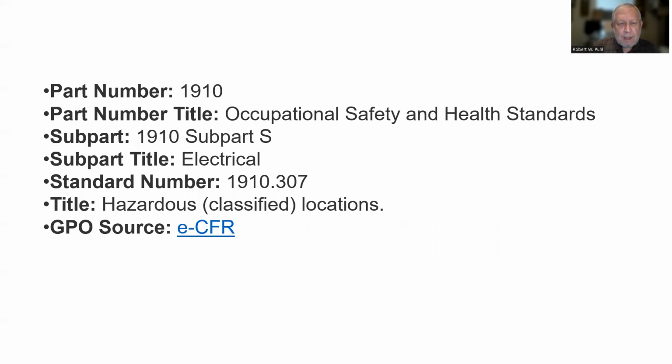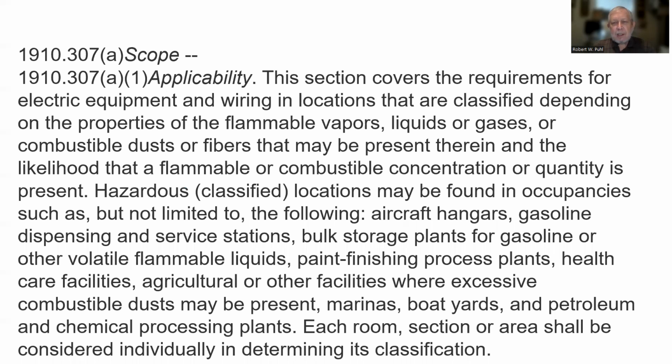Now we're going to look at 307. And this is hazardous classified locations, not classified like secret or top secret, but this is the classification of hazardous locations. This section covers the requirements for electric equipment and wiring in locations that are classified depending on the properties of the flammable vapors, liquids or gases, or combustible dust or fibers that may be present therein, and the likelihood that a flammable or combustible concentration or quantity is present.